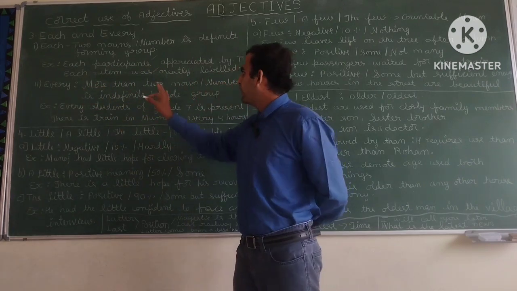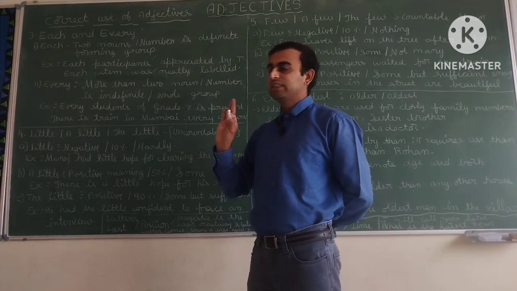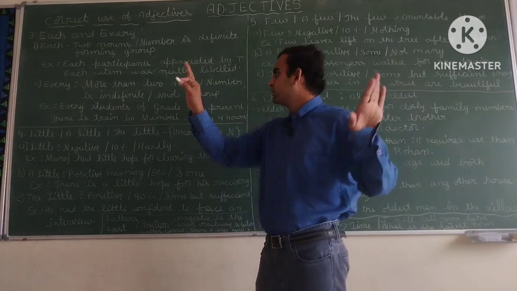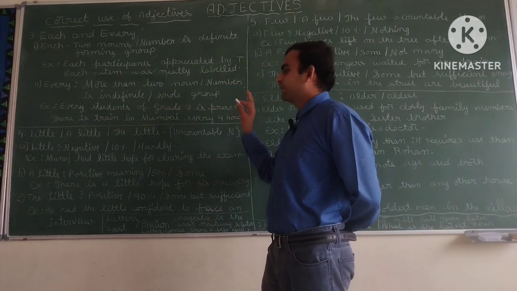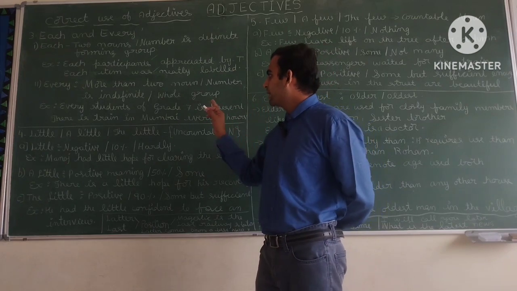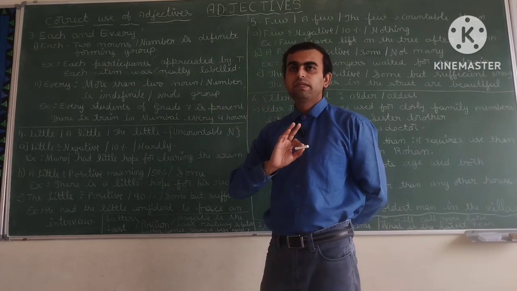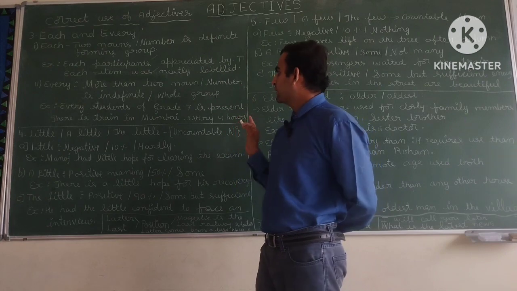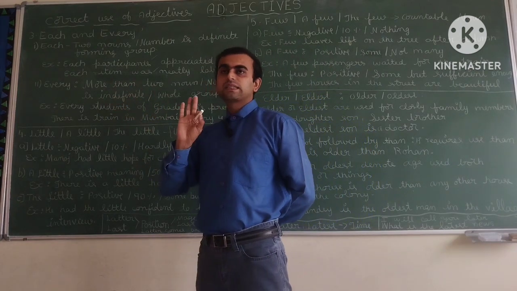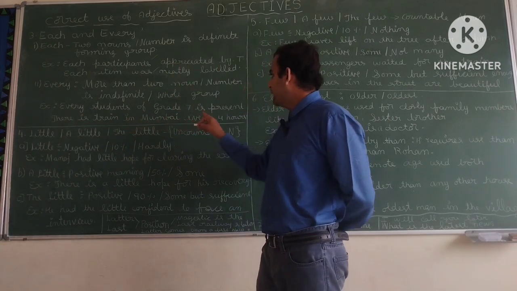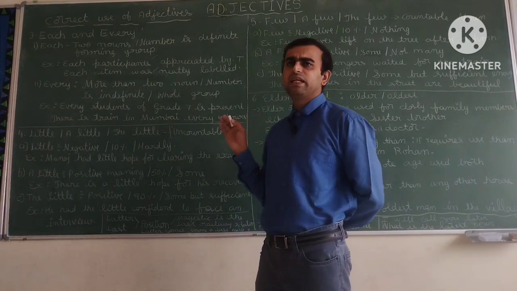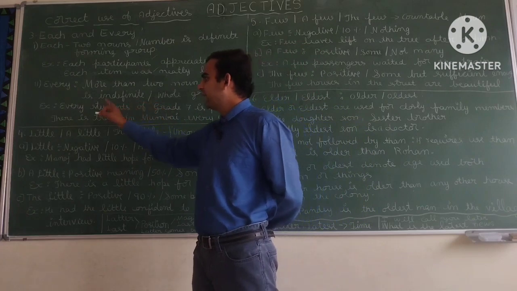Every, we use for more than two nouns or number which is indefinite, or for a whole group. Example, every student of grade 7 is present. Every student of grade 7 is present means entire group, more than two persons, and each and every is always considered as singular. Next, there is a train in Mumbai every 4 hours, number which is indefinite. For that we have to use every.